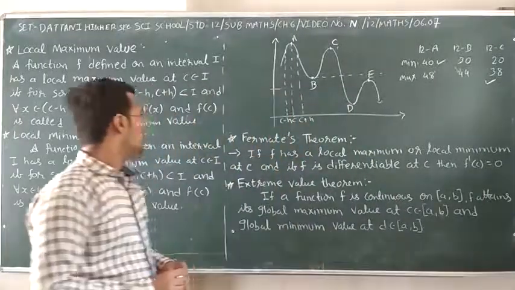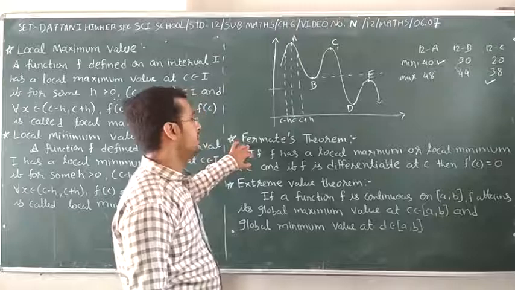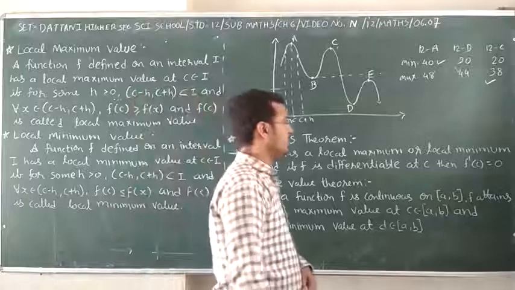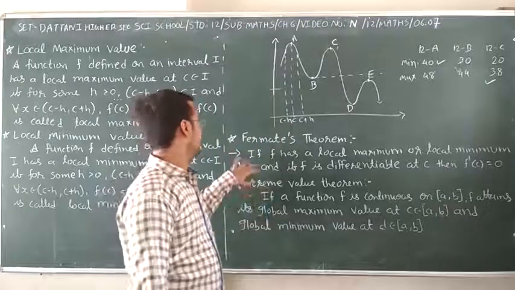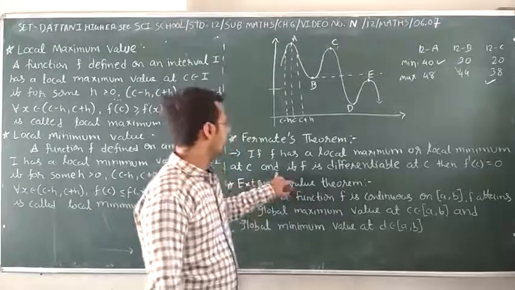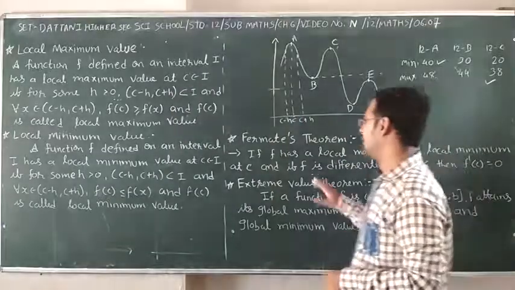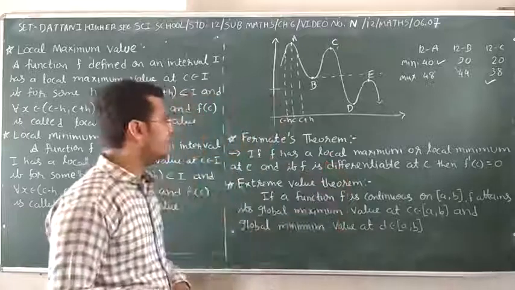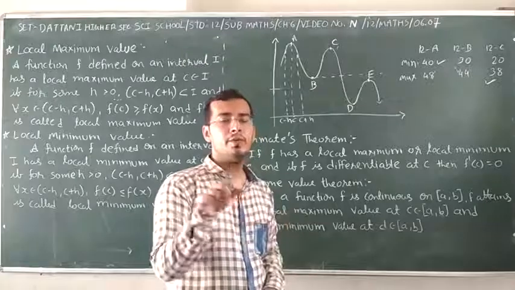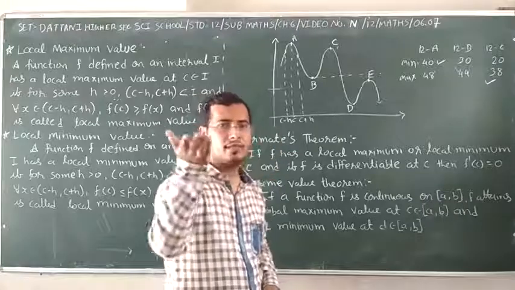Now, Fermat's theorem. Fermat was a scientist, mathematician, but professionally a lawyer. But still he gave a theorem: if f has a local maximum or local minimum at c and f is differentiable at c, then f dash c is equal to 0. If f has a local maximum or minimum value, then if you differentiate it, you get 0. It means f dash c is equal to 0, the tangent is parallel to the x-axis.